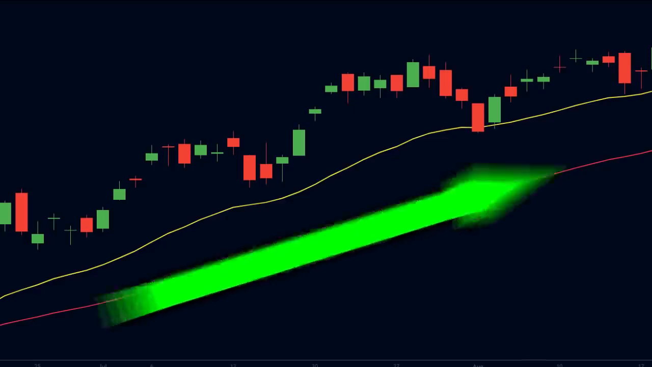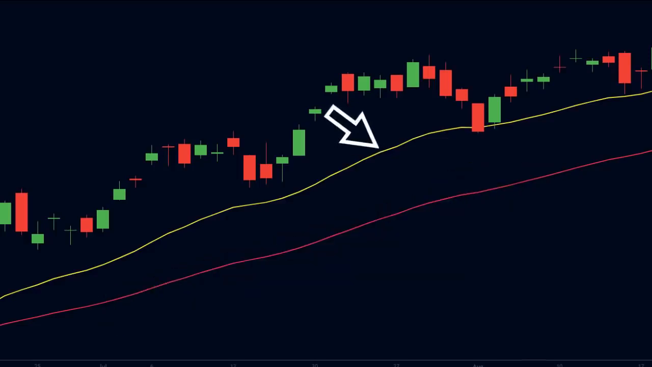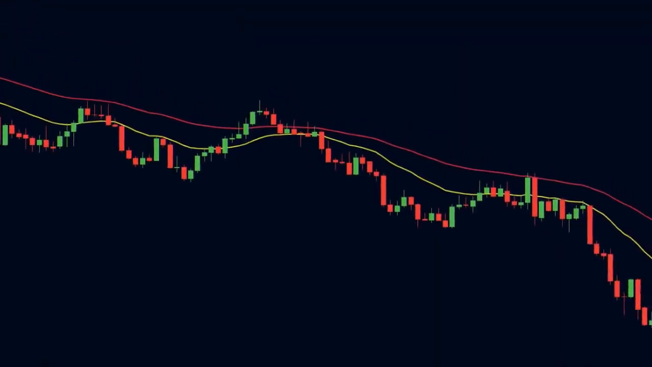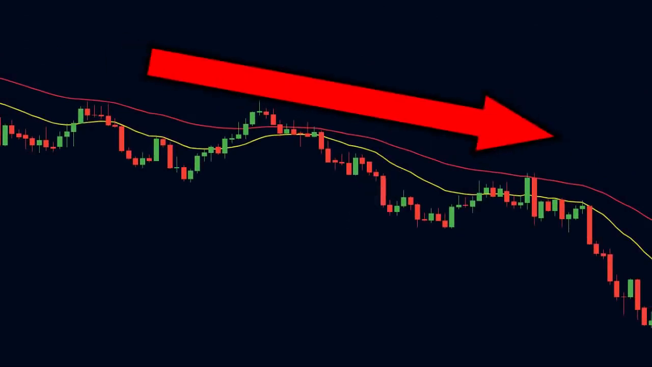Now, in an uptrend, we see that the 21 EMA is above the 50 EMA, and both the moving averages are sloped upwards. And in a downtrend, we see that the 21 EMA is below the 50 EMA, and the EMAs are sloped downwards.